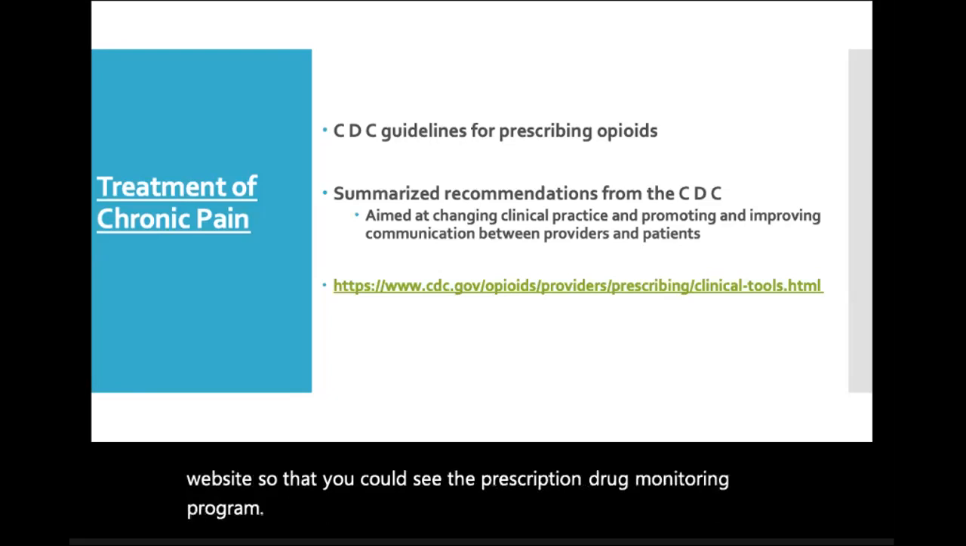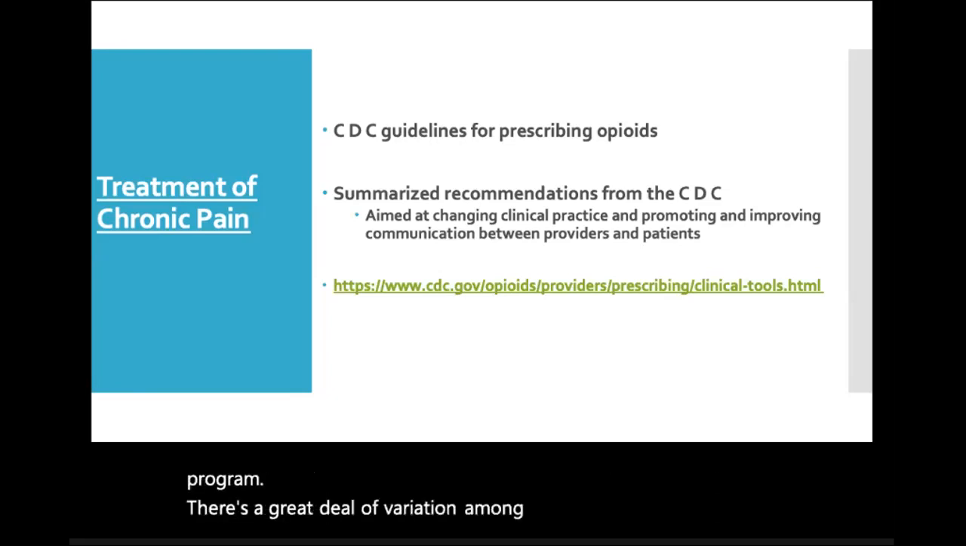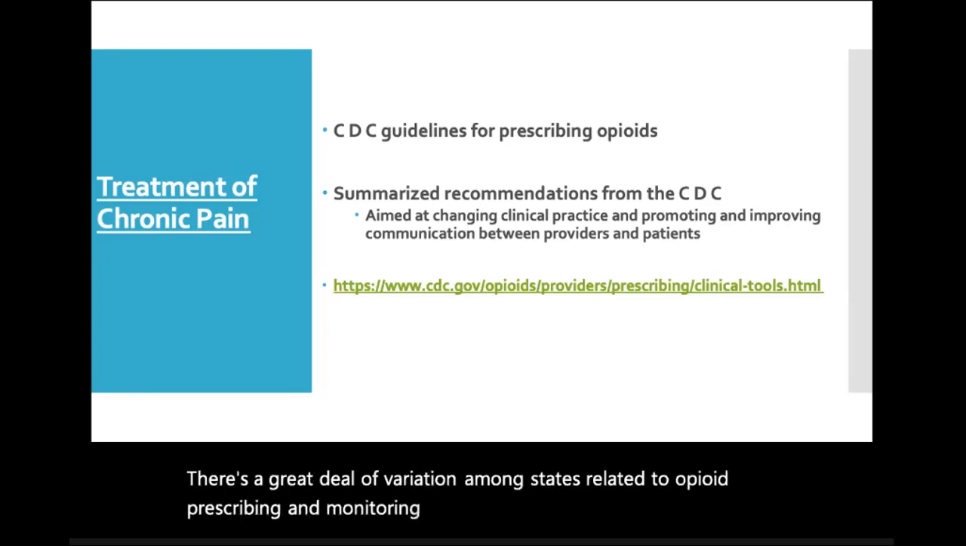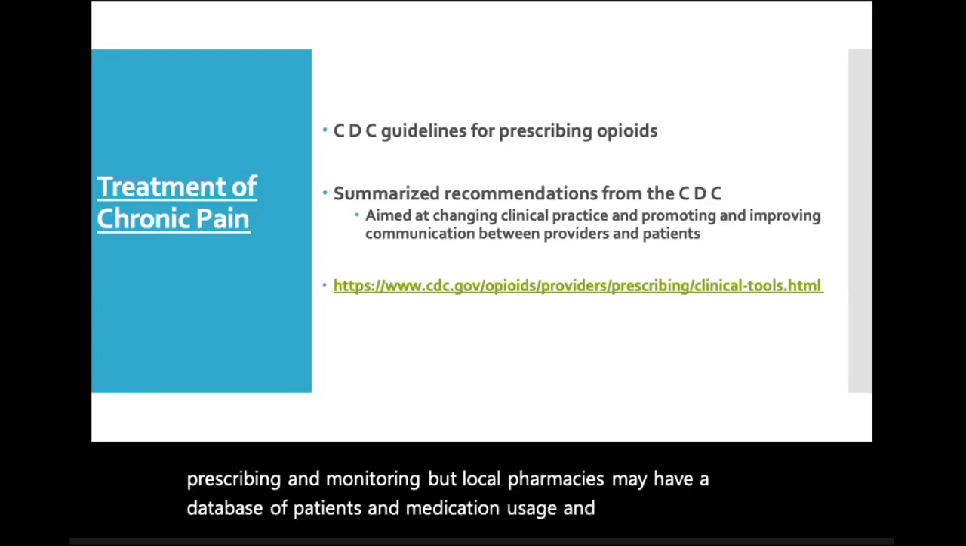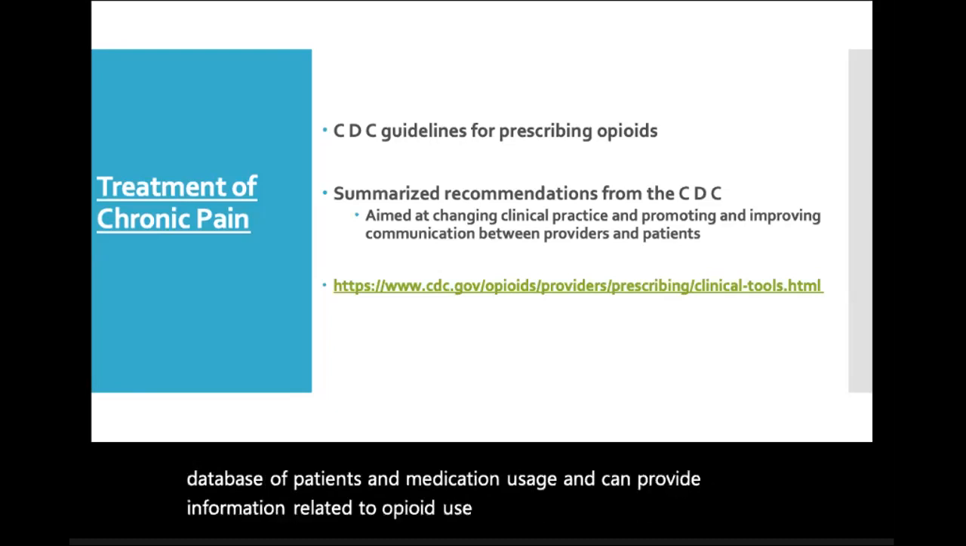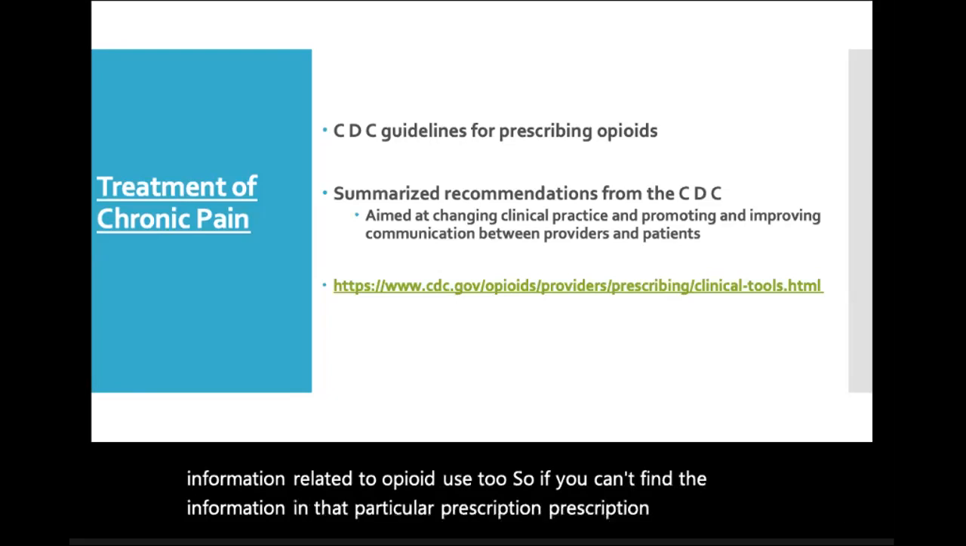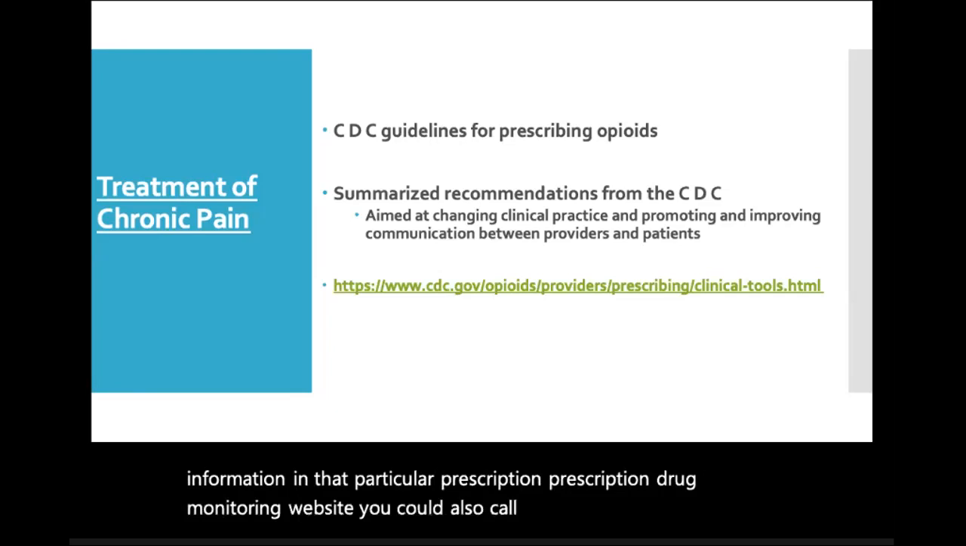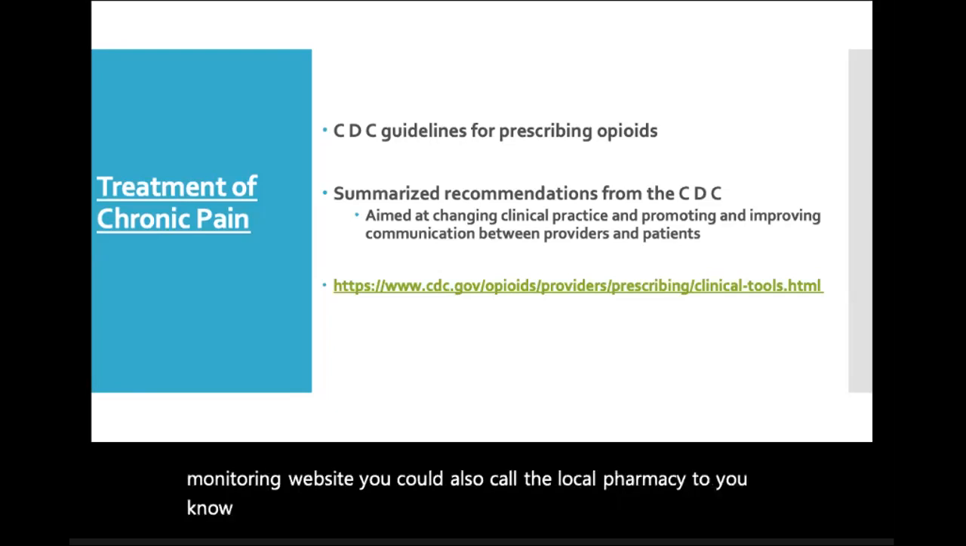There's a great deal of variation among states related to opioid prescribing and monitoring, but local pharmacies may have a database of patients and medication usage and can provide information related to opioid use too. So if you can't find the information in that particular prescription drug monitoring website, you could also call the local pharmacy, your patient's pharmacist, to discuss with them what's been prescribed for that patient.